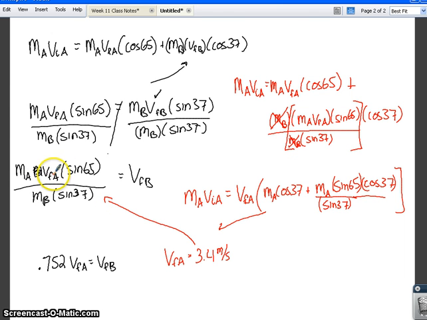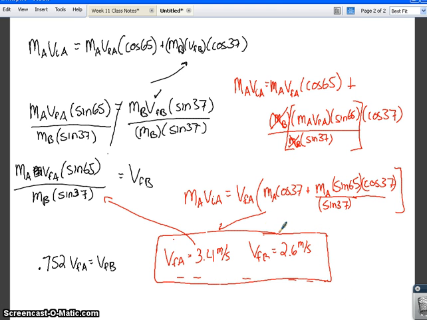I put 3.4 in here. I work it all out. I get the final velocity of B. Final velocity of B equals 2.6 meters per second. Okay, those are my two answers right there.